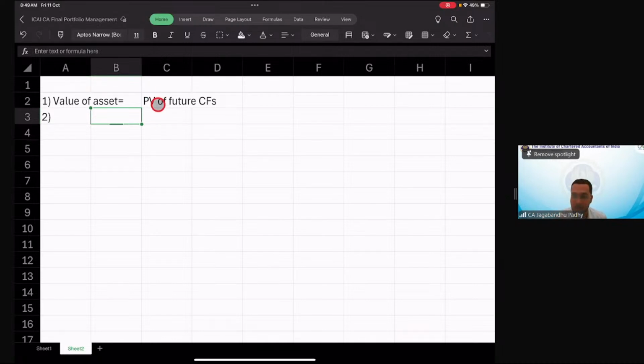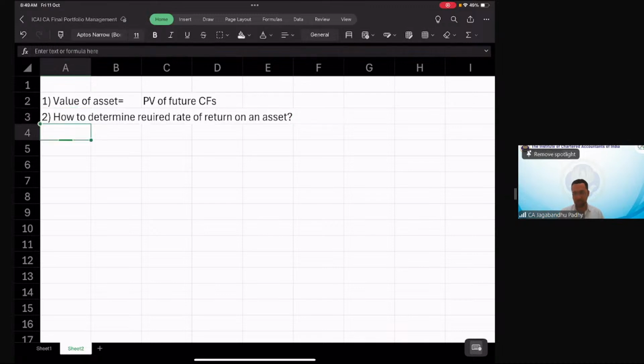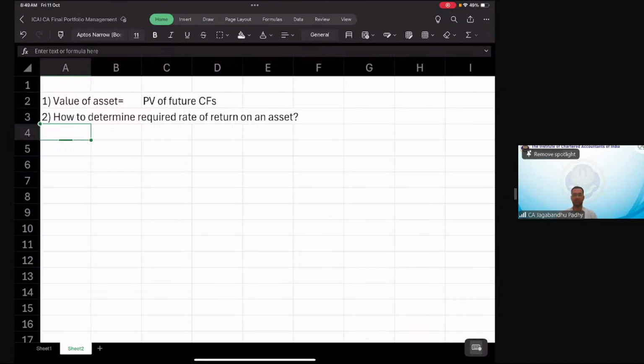We need the rate of discounting, right? So the question is how to determine the required rate of return on an asset. How do you determine what is the rate of return that you need on an asset?